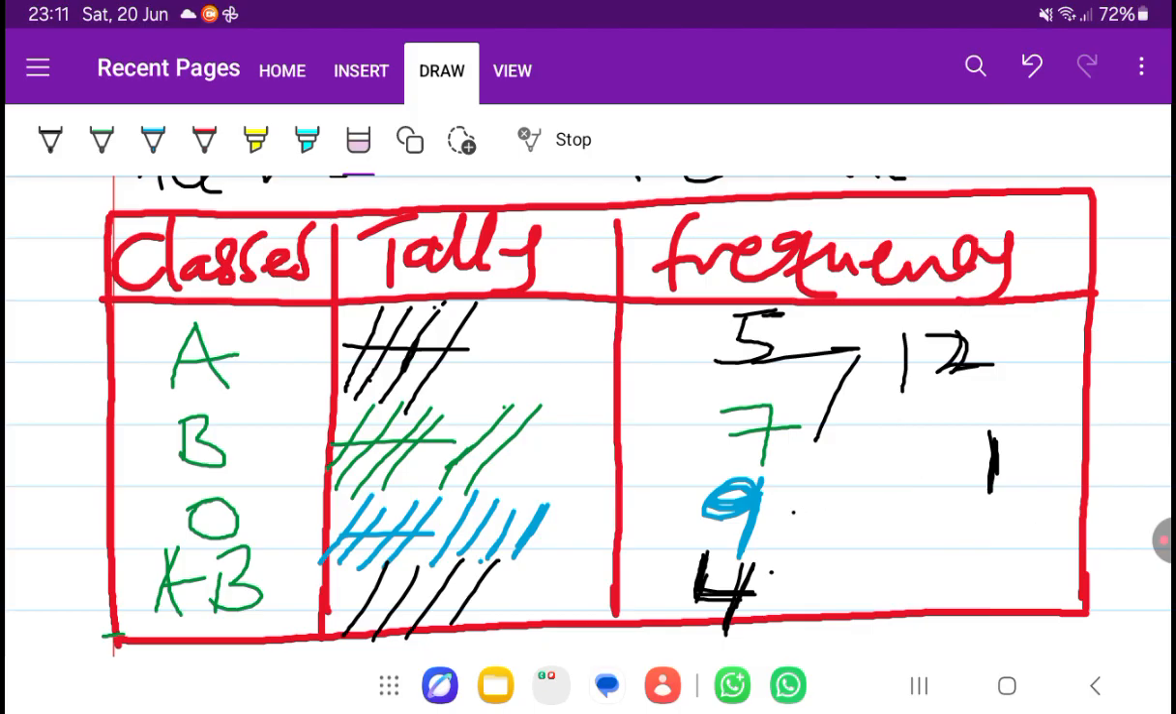So that's how we present the frequency, the categorical frequency. Now, someone may ask you from this, which one is the most preferred blood group? Or how many people have the highest blood group? Of course, you pick out the frequency.